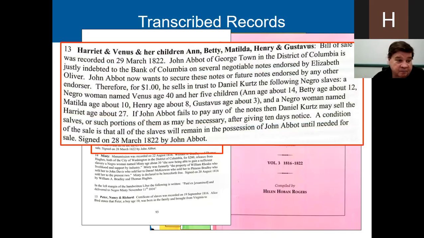John Abbott was indebted to the Bank of Columbia because he borrowed money to purchase these enslaved people. And if he fails to pay the note, then basically the people that he owes money to can seize the slaves and sell them, is what it's telling you.